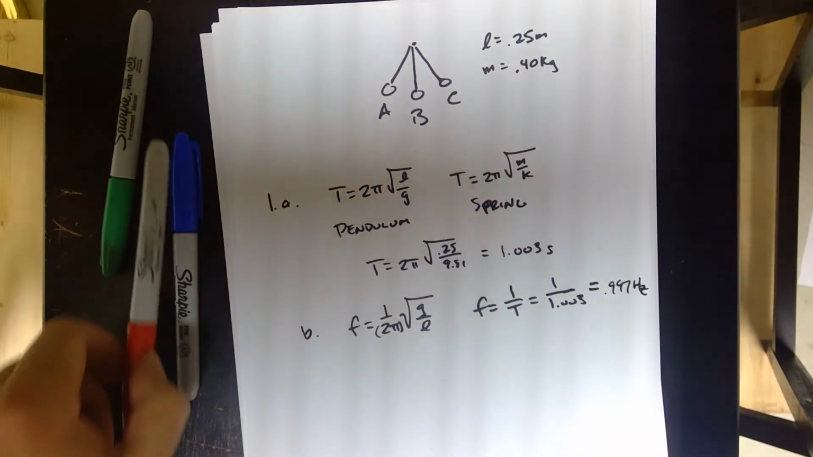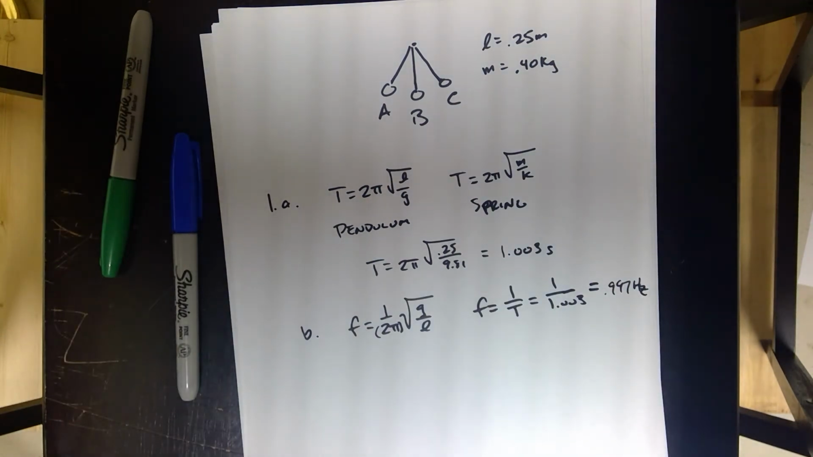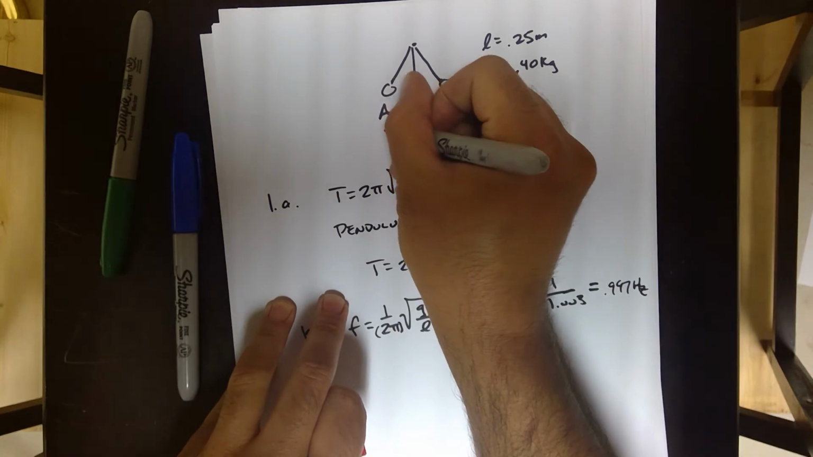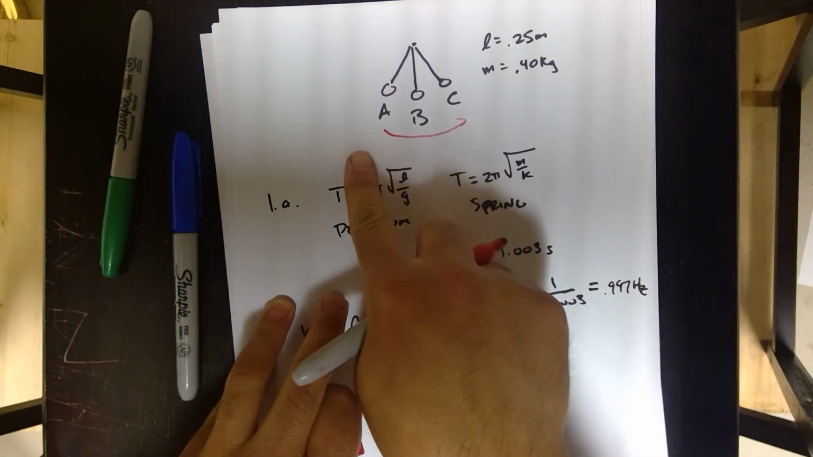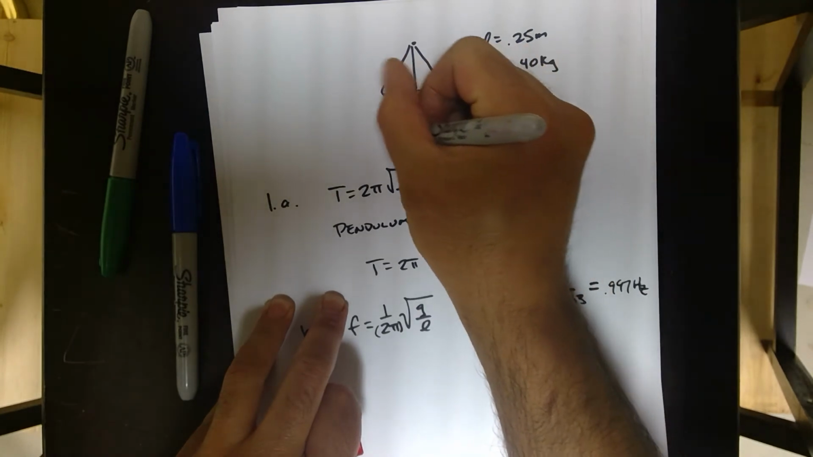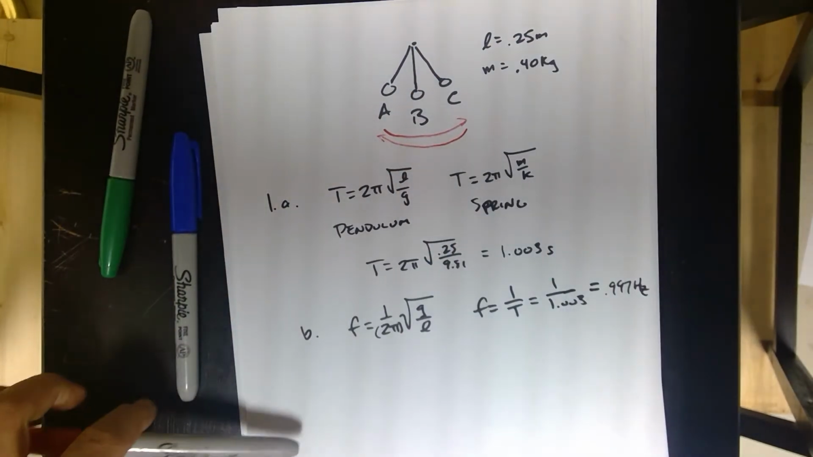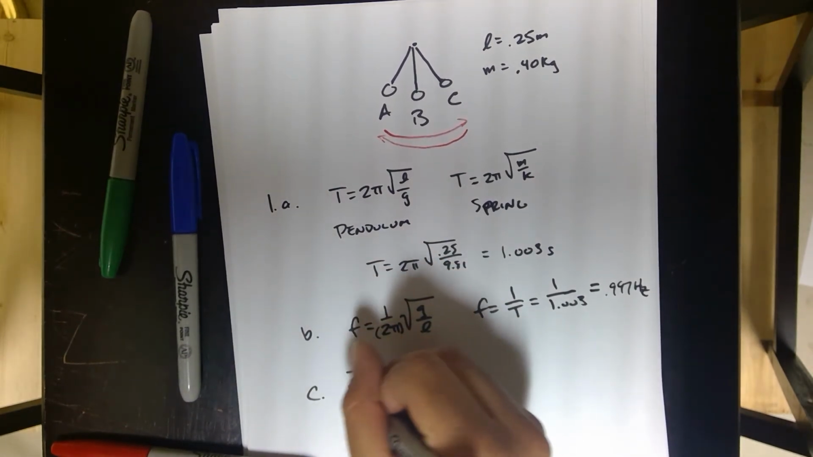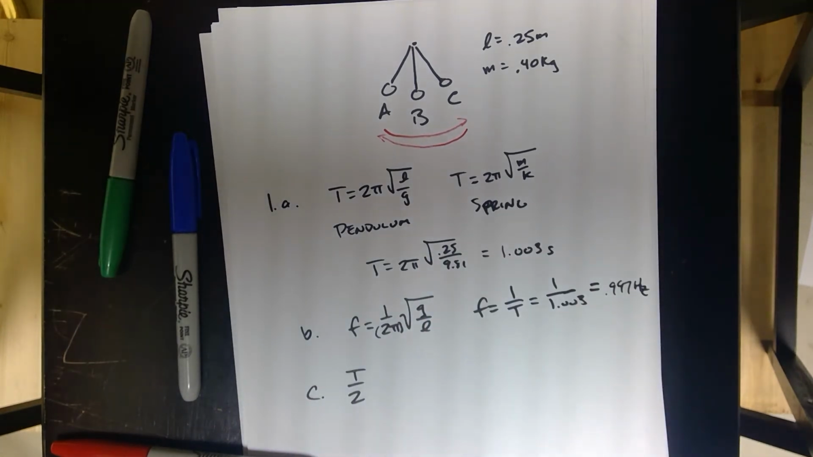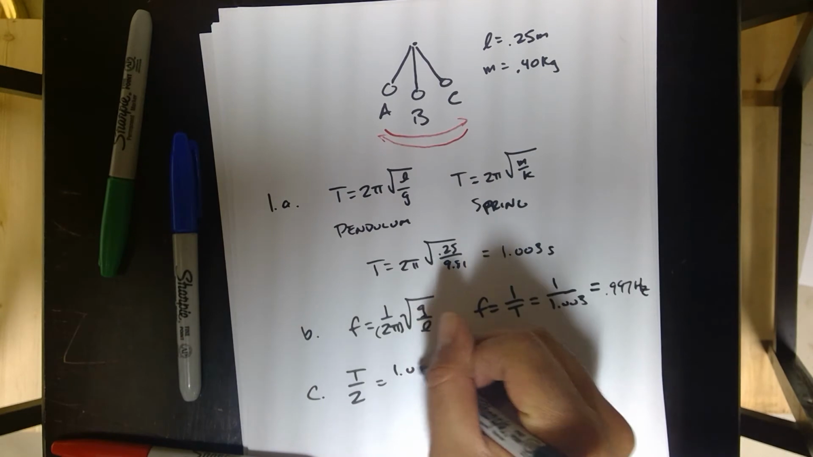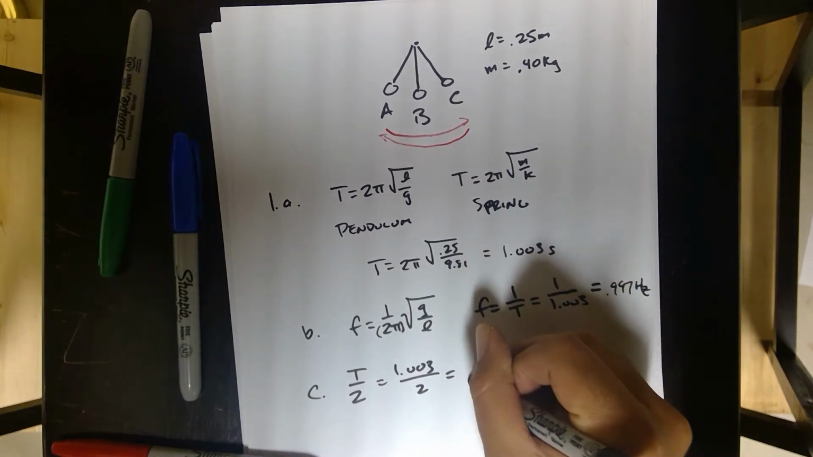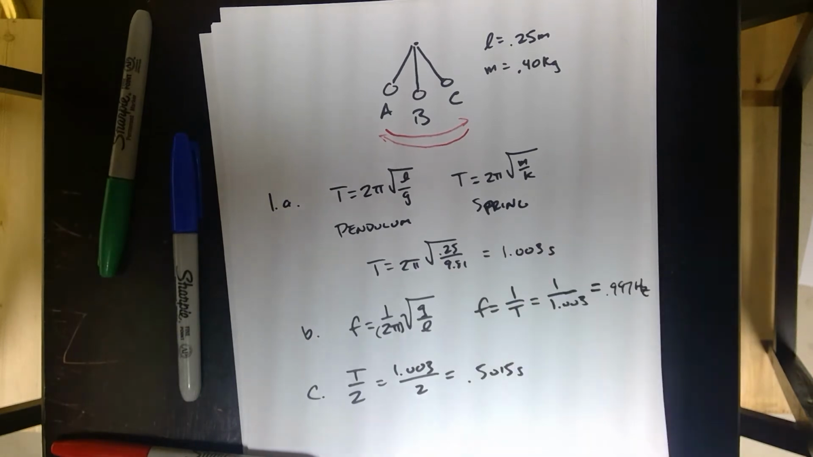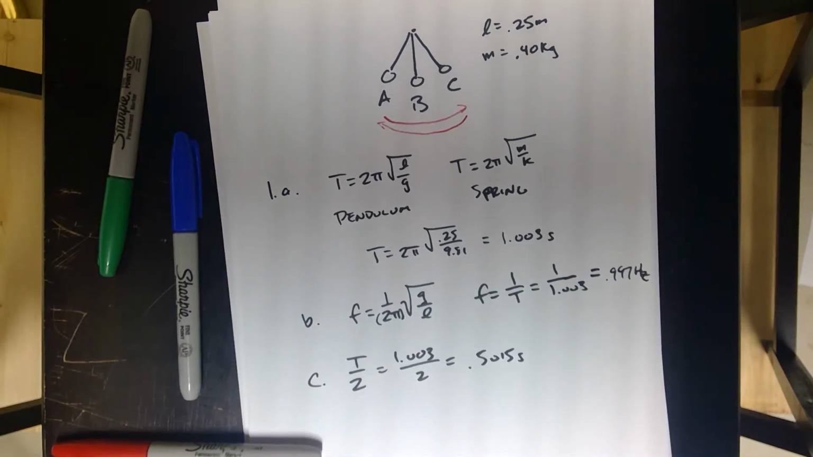How much time would it take to go from point A to point C? Got to be careful here. A lot of people confuse what the period is. The period is the amount of time it takes to do one full cycle. Going from point A to point C is only half the cycle. A full cycle would go all the way back to the starting point. So what we're talking about is basically half the period. I'm going to simply take the period and divide it by 2. So 1.003 divided by 2 would give me 0.5015 seconds. You get exactly half the time that we would get for one full cycle.